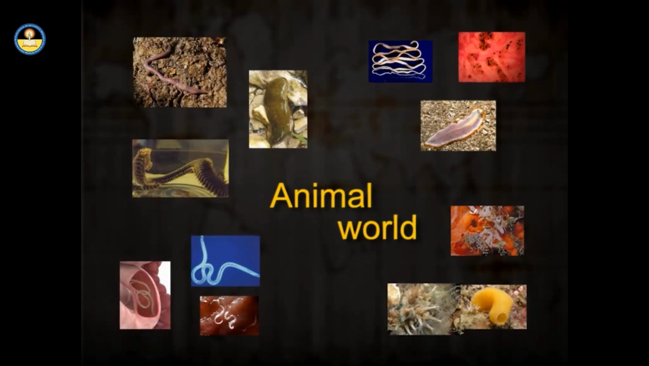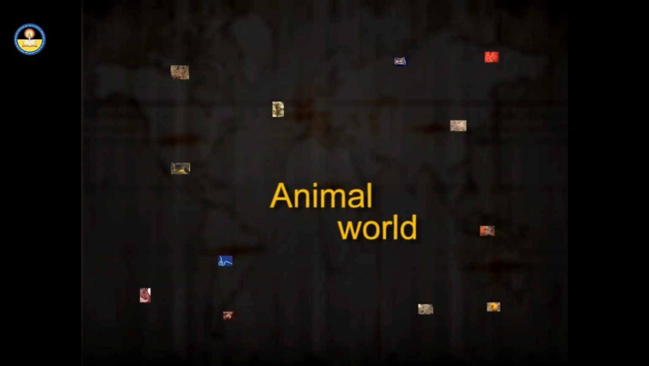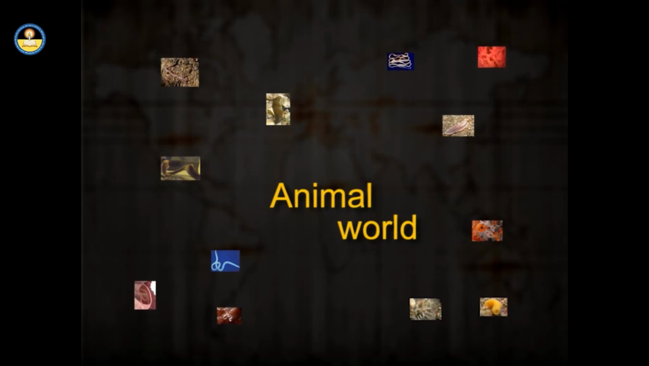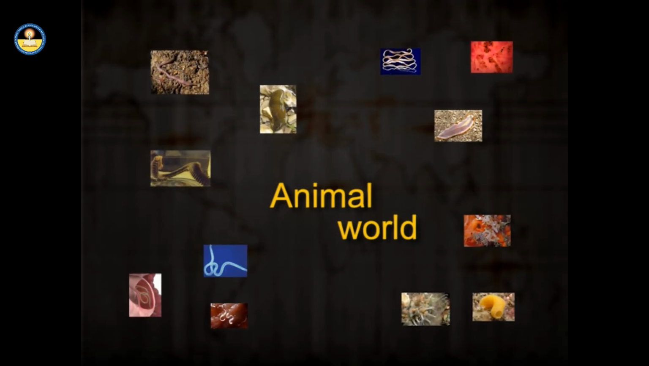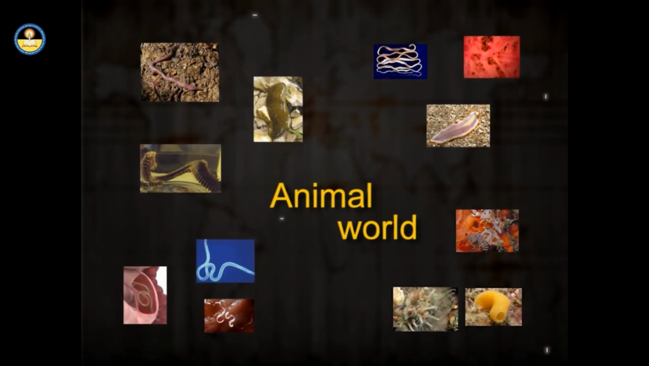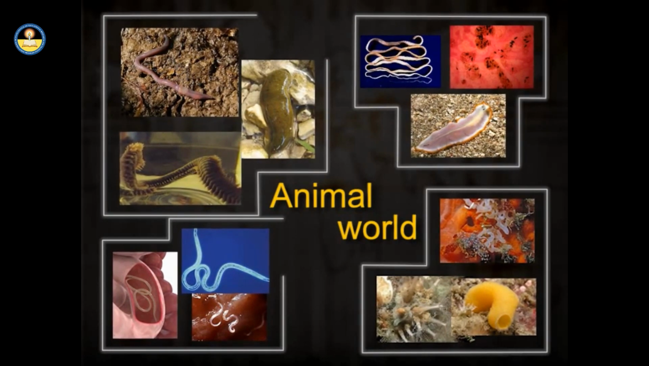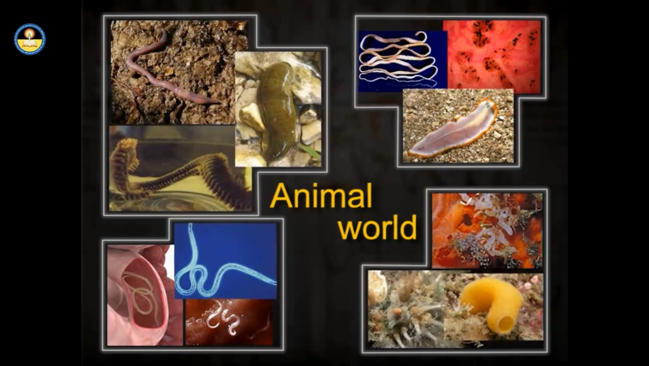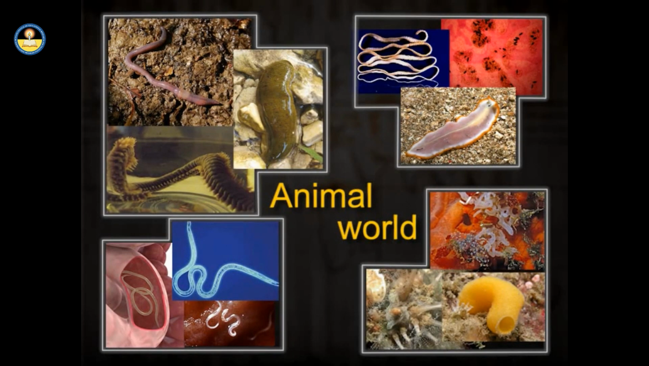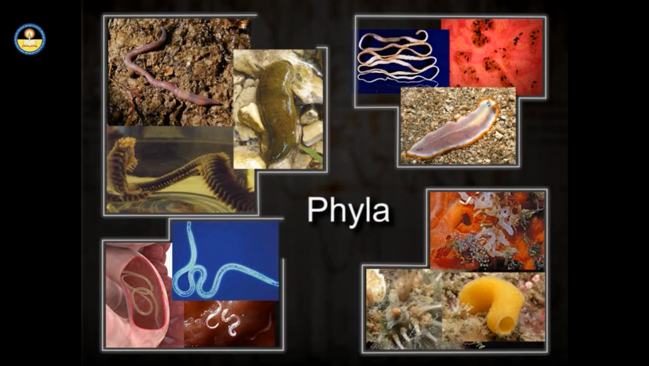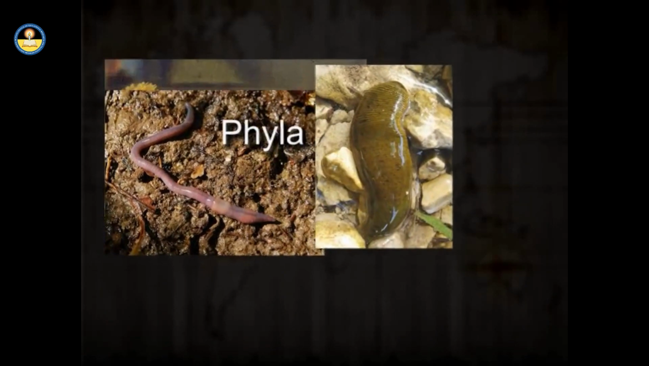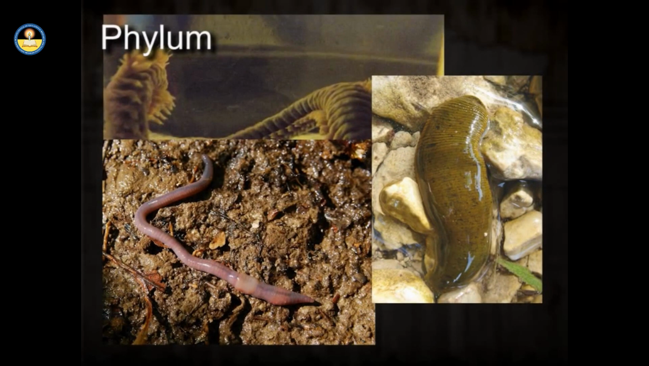Animal world. There are a million types of animals that exist in nature. In order to understand how all living organisms are related, they are arranged into different groups. These groups, in the case of animals, are known as phyla. Each phylum contains organisms that have things in common.